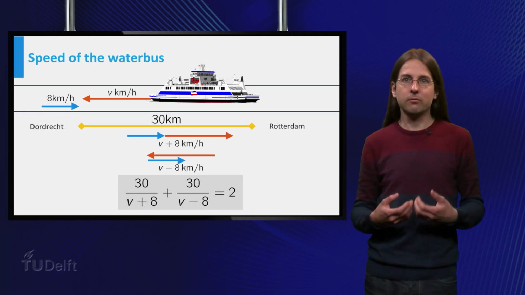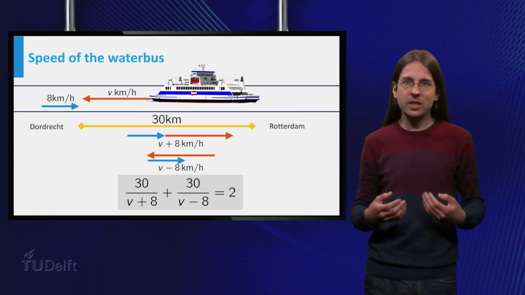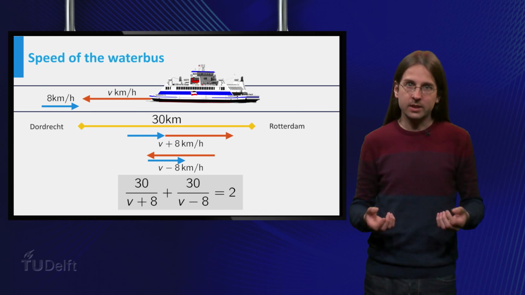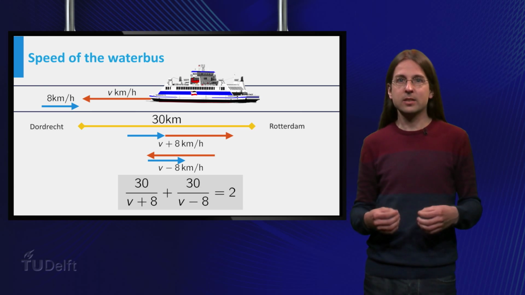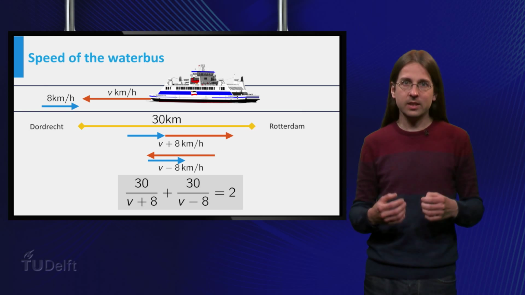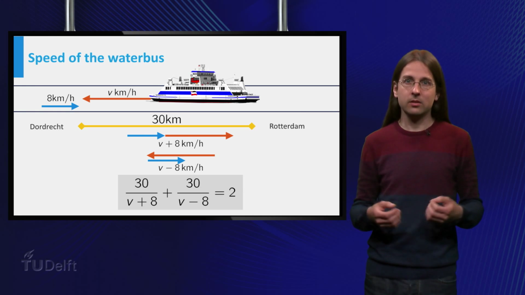The time taken for the trip to Rotterdam equals 30 over v plus 8, as the speed in this direction was increased by the flow of the water, whereas the time for the return trip is 30 over v minus 8, as the speed is decreased on the way back. The total time is just 30 over v plus 8 plus 30 over v minus 8. And this should equal 2 hours, so we obtain the given equation.